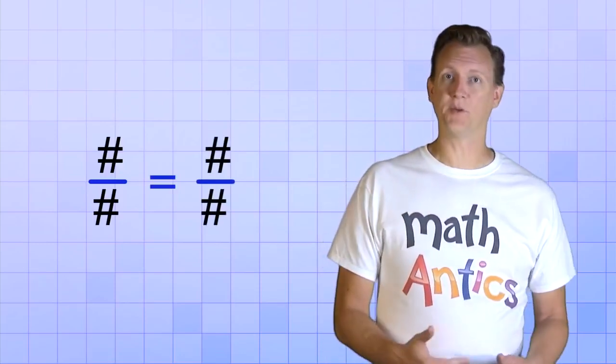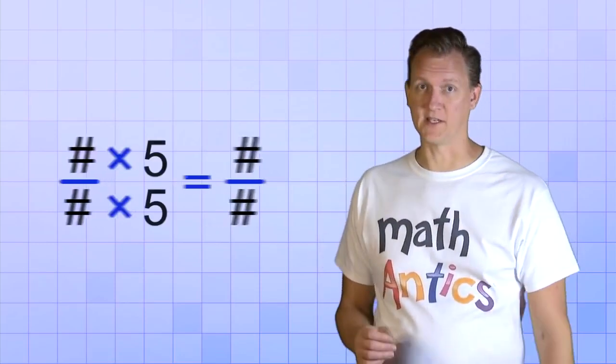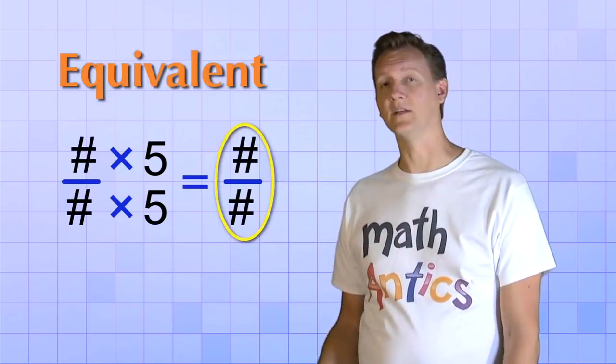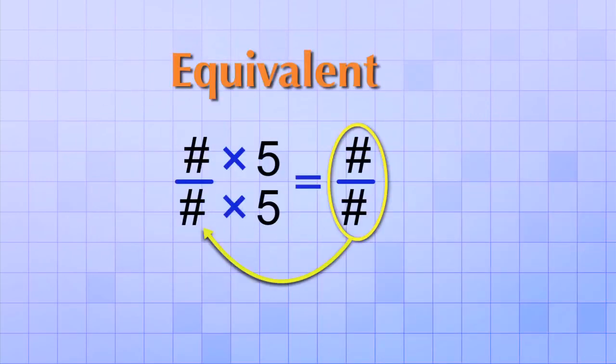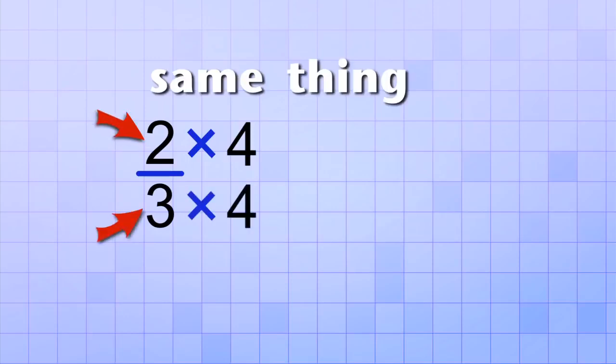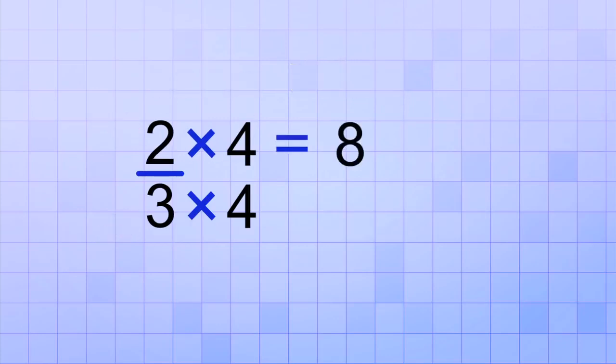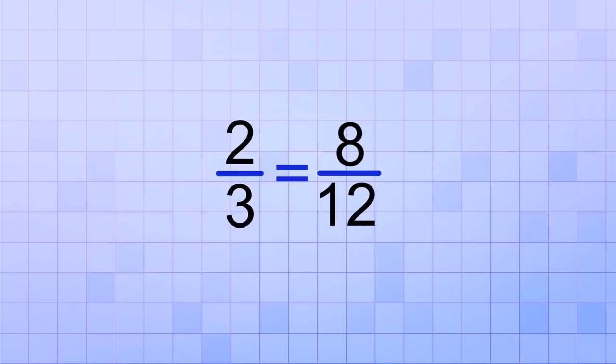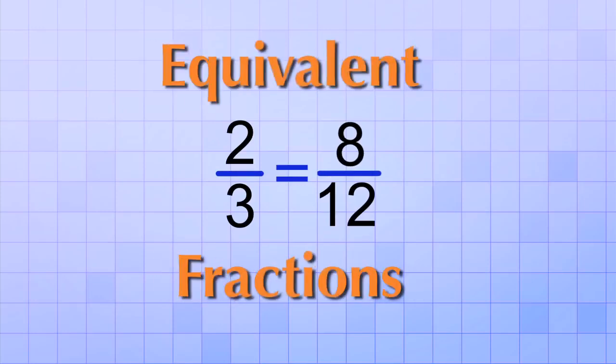To show you how, let's review one of the easiest ways to get a fraction that is equivalent to another fraction. If you multiply the top and bottom numbers of a fraction by the same number, the result will be equivalent to the original fraction. For example, if you have the fraction 2 over 3, you could make an equivalent fraction by multiplying the top by 4 and the bottom by 4. You have to do the same thing to both the top and bottom numbers, or the result won't be equivalent. On the top, 2 times 4 equals 8, and on the bottom, 3 times 4 equals 12. So the fractions 2 over 3 and 8 over 12 are equivalent fractions.